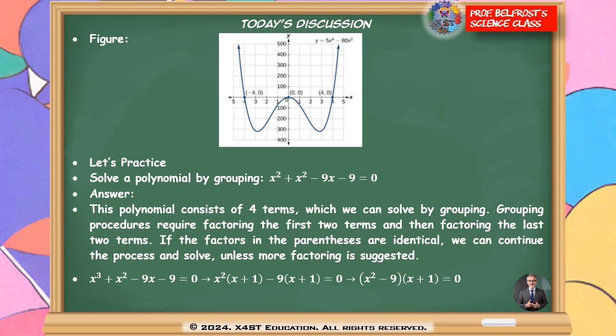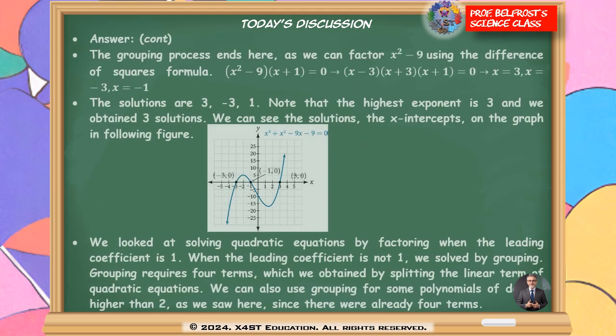For x squared minus 9 can be factored to be x minus 3 and x plus 3, and x plus 1. So x minus 3 yields the solution 3, x plus 3 equals 0 yields the solution minus 3, and x plus 1 equals 0 yields the solution minus 1. So there are 3 solutions to this equation.